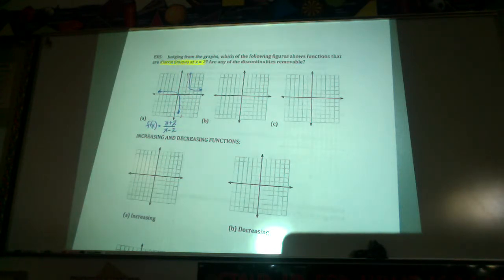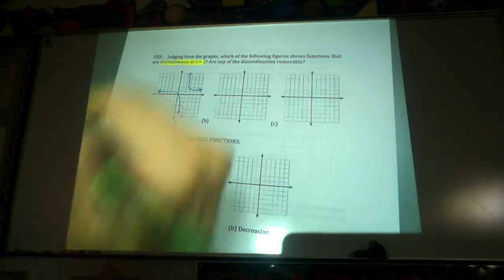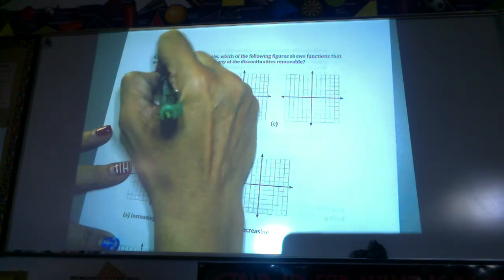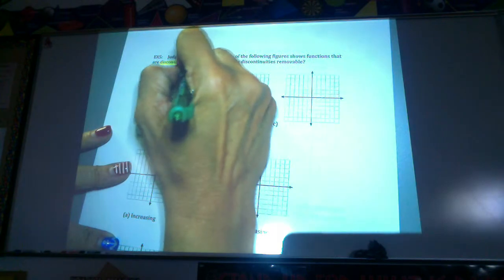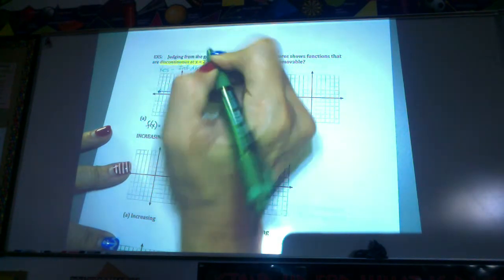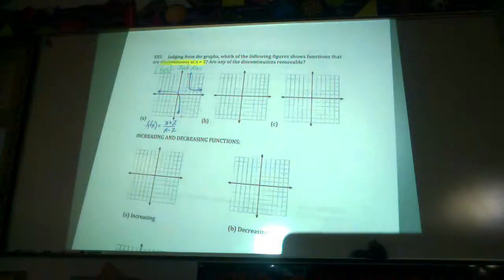Yes or no? Yes, what kind of discontinuity? So this is an infinite discontinuity. So that one's a yes. If I had moved that asymptote to x equals 3, then it would have been no, because it is infinite discontinuity at x equals 3. So be careful for those shifty little differences.